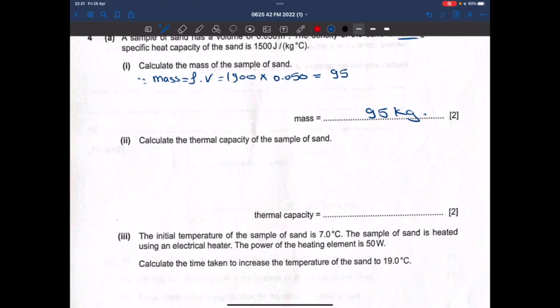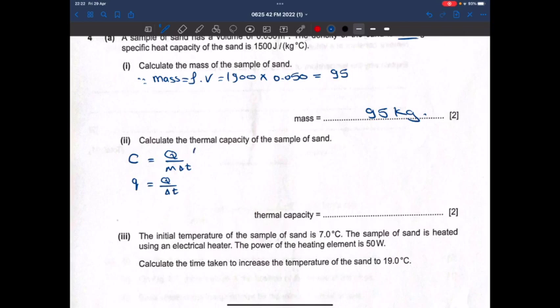Calculate the thermal capacity of the sample of the sand. We cannot say thermal capacity for sand because this is not 1 kilogram, or it's not the unit of mass. We ask about the thermal capacity for this sample. Just a reminder of the laws that we studied: C equals Q divided by m delta T. C here is the specific heat capacity. Q capital is the amount of heat energy. m is the mass. Delta T is the change in temperature. And also remember that law, Q small, this is the thermal capacity or heat capacity, and this is what they ask about. It's equal to Q divided by delta T.